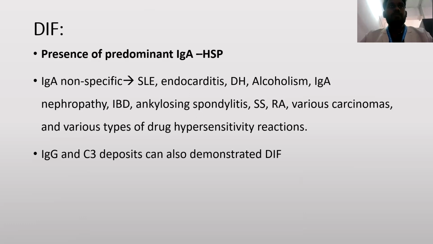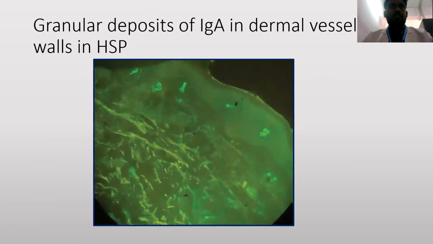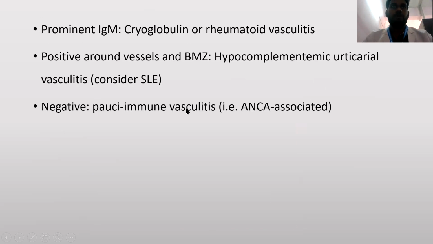So on DIF, if there is presence of predominantly IgA, which is suspected Henoch-Schönlein purpura, IgA is non-specific. It can also be seen in SLE, endocarditis, dermatitis herpetiformis, alcoholism, IgA nephropathy, IBD, ankylosing spondylitis, rheumatoid arthritis, and various other drug hypersensitivity reactions as well. We can also demonstrate IgG and C3 deposits. So granular deposits of IgA in dermal vessels in Henoch-Schönlein purpura.